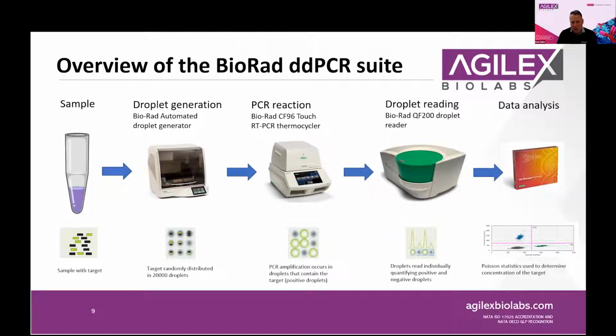And then you add your droplets in a 96-well plate to just a normal thermocycler. So we've got the BioRad C1000 Touch thermocycler. And the PCR reaction occurs as per normal up to cycle 40, which is the usual amplification strategy. And the PCR amplification occurs within each droplet, and positive targets for fluorescence are then evaluated using the BioRad QX200 droplet reader. And then we use our software to determine concentration of targets using Poisson statistics.